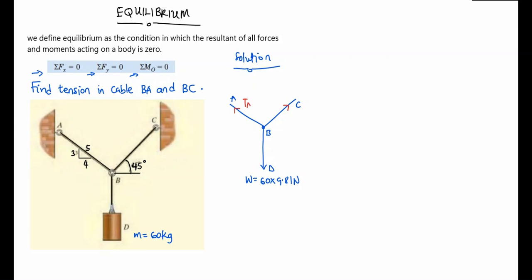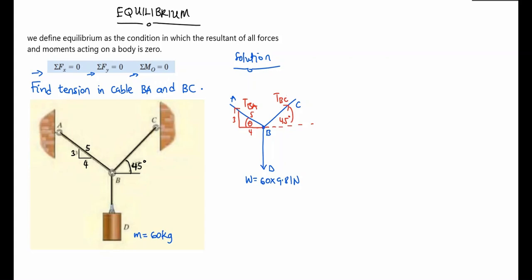So we're going to have TBA, and then TBC. We know that TBC makes an angle of 45 degrees with the horizontal, and then for this side also, we've been given some values which is 4, 3, and 5. Let's take this angle here to be theta. So this will be our free body diagram now.